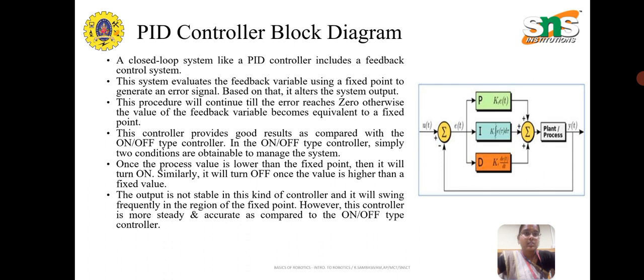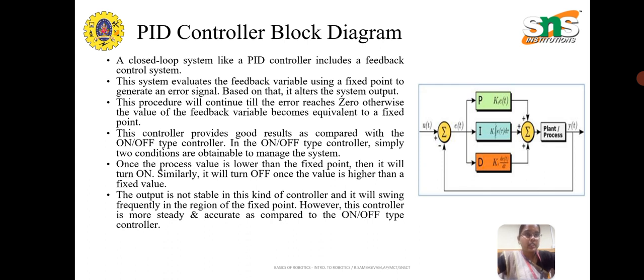This controller provides good results as compared with the on-off controller type. In an on-off type controller, simply two conditions are obtainable to manage the system. Once the process value is lower than the fixed point, it will simply turn on. Similarly, it will turn off once the value is higher than the fixed value. The output is unstable in this condition and it will swing frequently in the region of the fixed point. However, the PID controller is more steady and accurate compared to the on-off type controller.